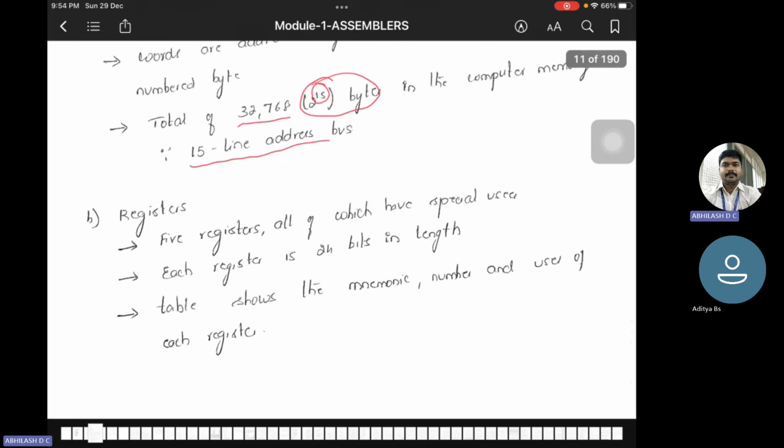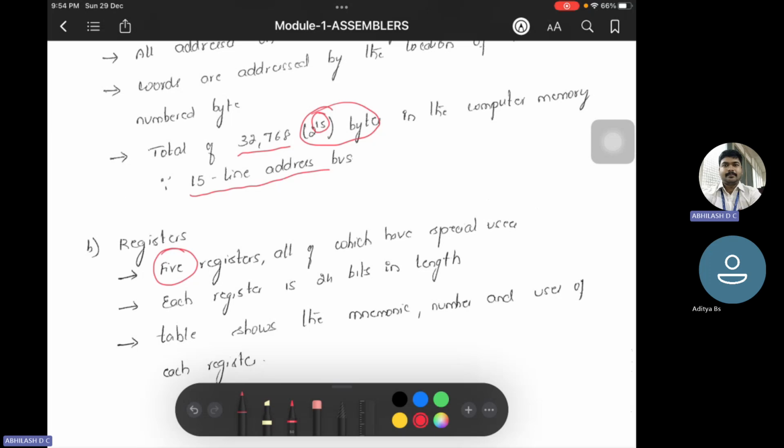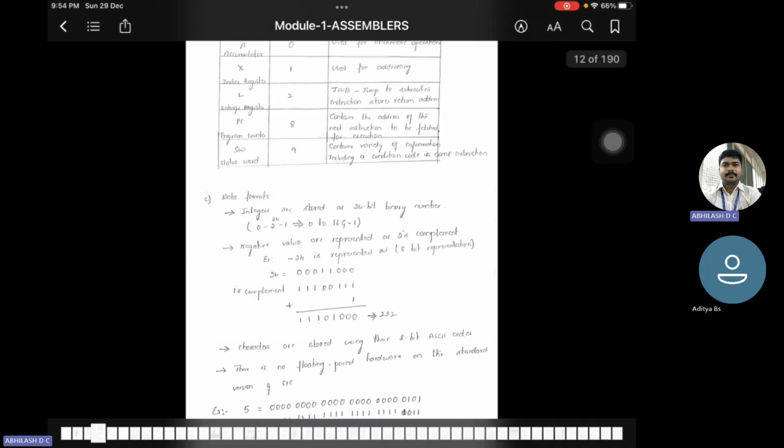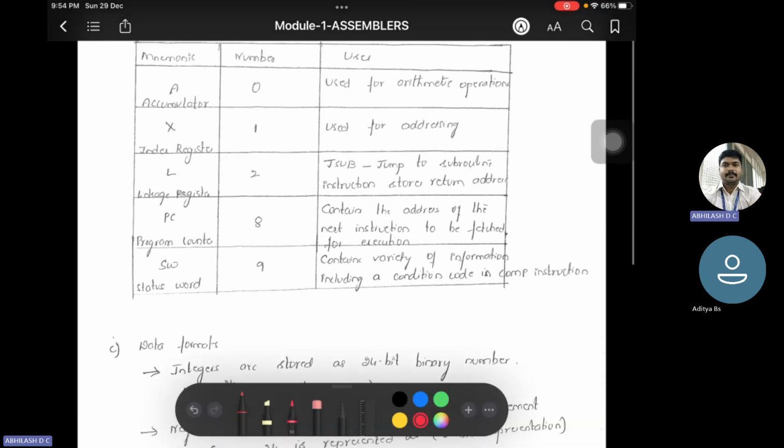So how many registers do we have? SIC has 5 registers and all have their special uses. Each register is 24 bits in length. The table shows the mnemonic, number and use of each register. The 5 registers are: register A, which stands for accumulator register. The number is 0, used for arithmetic operations, meaning addition, subtraction, multiplication, division, modulus. Next comes register X, which stands for index register. The number is 1, used for addressing. The contents of the address should be added with the index register contents to go to the memory location. Next, L stands for the linkage register.